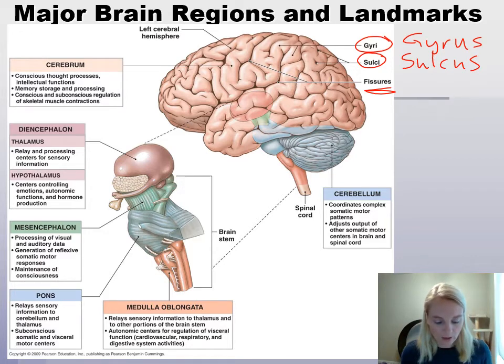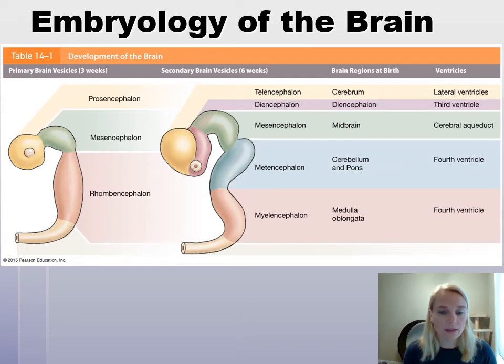Okay. All right, so those are the major regions. You can see the little descriptions in the boxes, but when we get to the mini lessons on each of those areas, we're going to talk way more in depth as to what they do more specifically. Okay, and then the last little bit of information in this mini lesson is just the embryology of the brain, showing you how it develops from early gestation to the regions at birth that we just talked about.